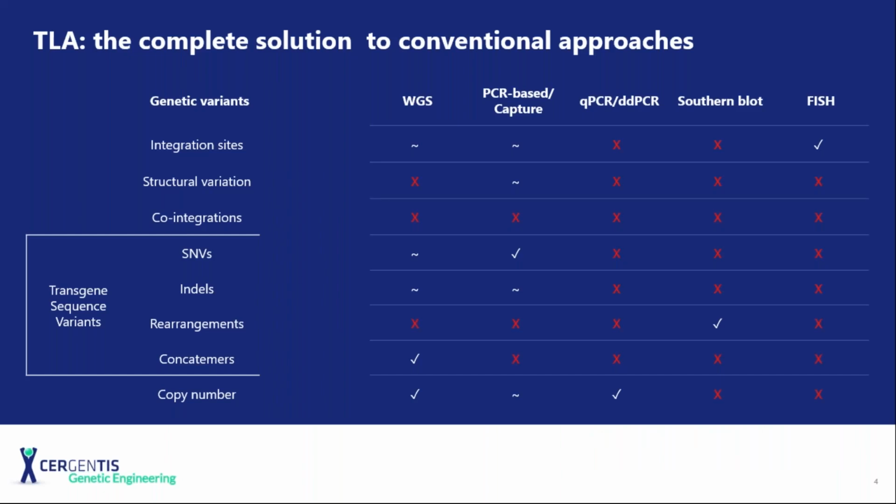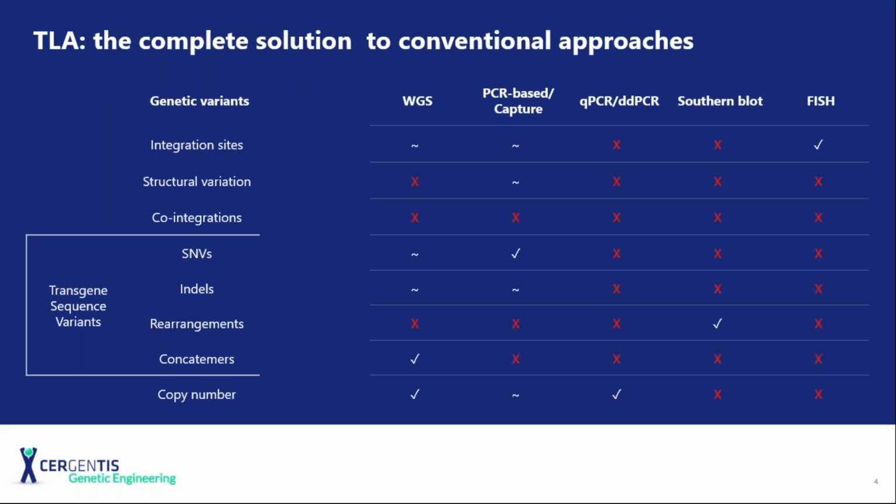As you may know, there are different conventional approaches to determining genetic variation, such as whole genome sequencing, PCR, ddPCR for determining the copy number, Southern blot, and FISH. So you may know that FISH is traditionally the primary method for characterizing integration sites, and PCR for determining small variations and mutations, and whole genome sequencing as a more generalistic approach for determining the DNA sequence content inside of cells.